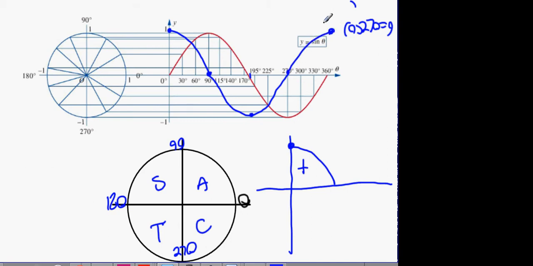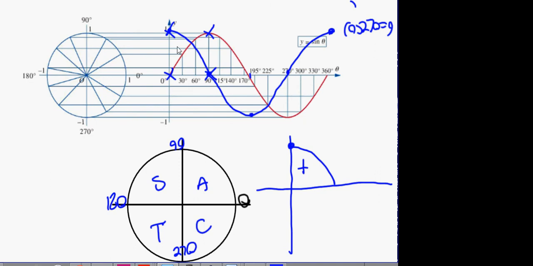Now guys, do you see that cos and sine are out of phase? What I mean by out of phase is, when sine is at its minimum, cos is at its maximum. When sine's at its maximum, cos is at its minimum.